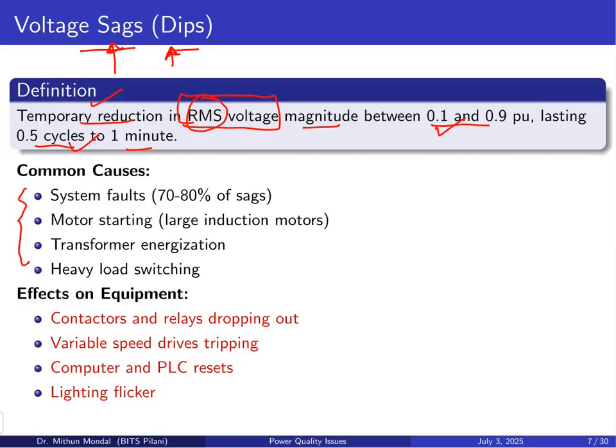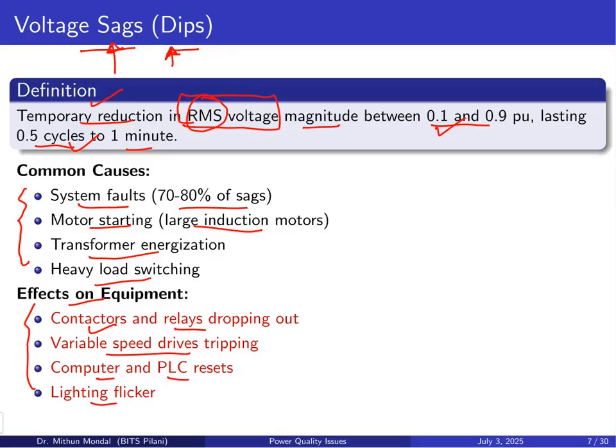Some of the common causes of this voltage sagging may be the system fault, which causes 70 to 80% of the sagging. They may also be due to motor starting, because large induction motors are there in the industries, transformer energization, and heavy load switching. So these are some of the common causes of the voltage sag. The affected equipments are the contactors and relays dropping out, the variable speed drive tripping, the computer and PLC reset, and the lighting flicker.